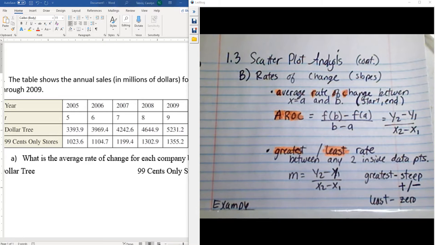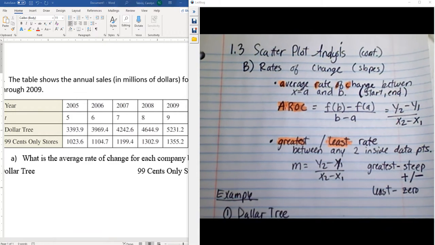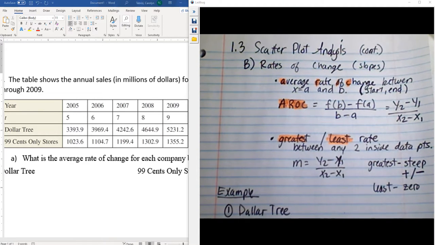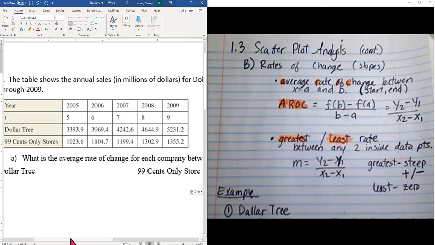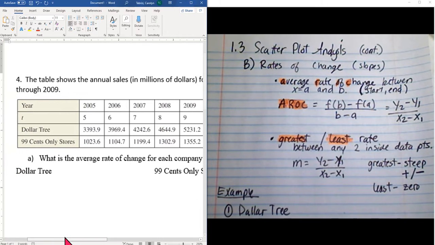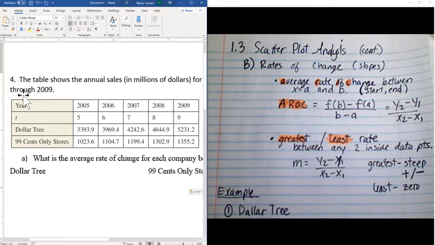Okay, so we're going to do two examples, one of them by hand and one of them in Excel. We're going to go ahead and do the Dollar Tree example in our notes here. So I've got the data. All right, so I'm going to just scooch this over. We are only going to be looking at the Dollar Tree, so that is the rows right here. Notice that the data was conveniently relabeled for us. 2005 is 5.